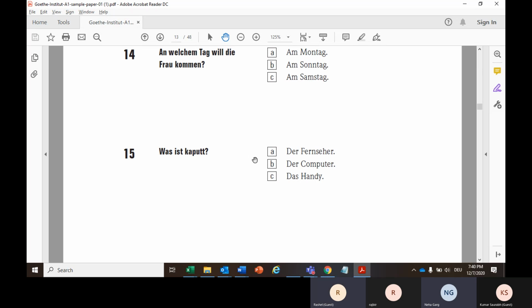Nummer 15. Hallo Alex, Walter hier. Kannst du schnell mal rüberkommen? Mein Computer hat einen Fehler. Ich kann nichts drucken. Melde dich doch bitte gleich, wenn du nach Hause kommst.